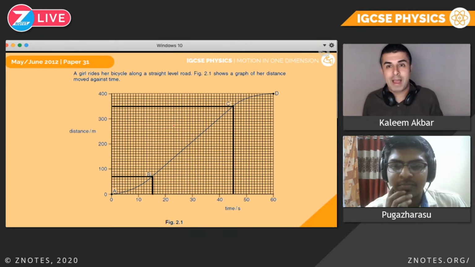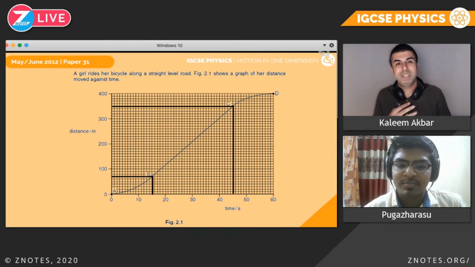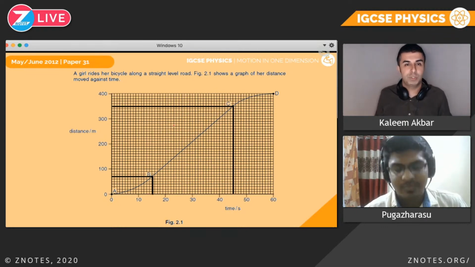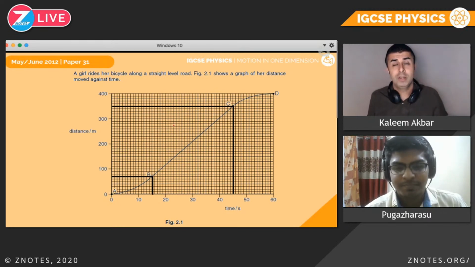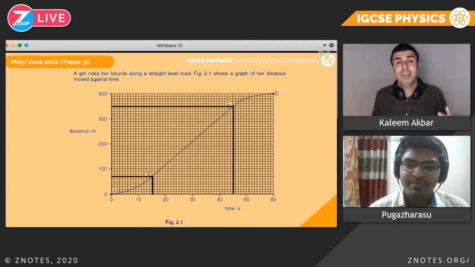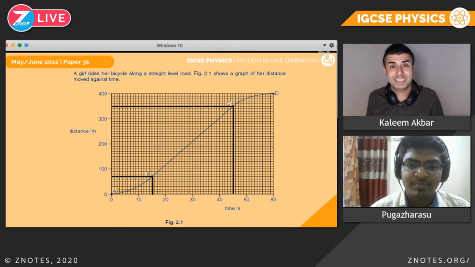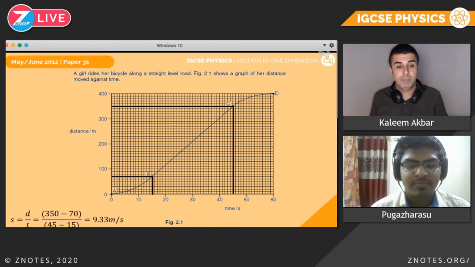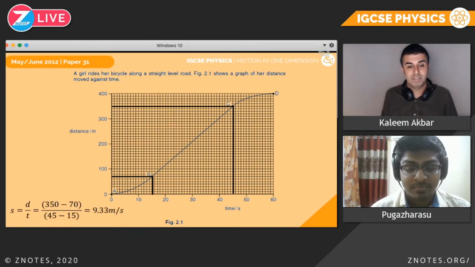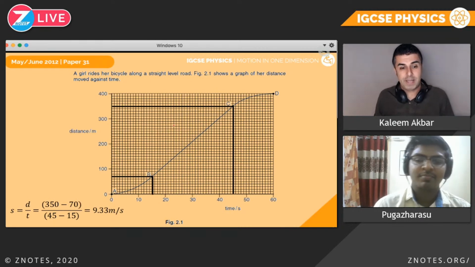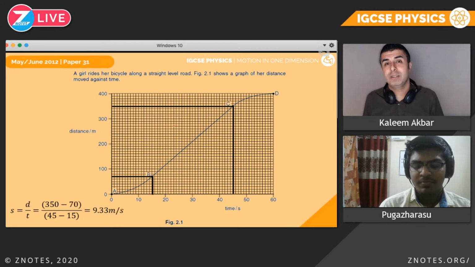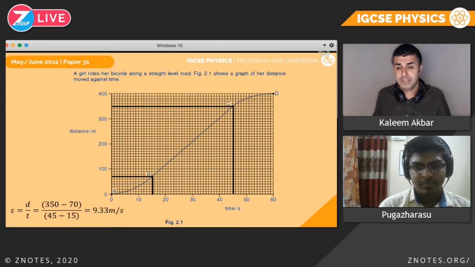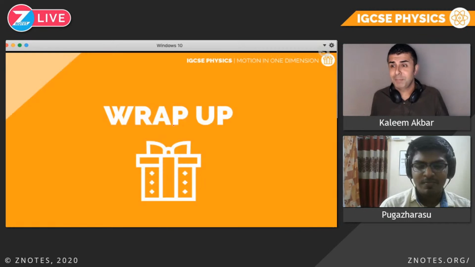Something that you do in math that you don't relate to this. You'll call it speed equals distance divided by time. In maths, you would call it m equals y2 minus y1 over x2 minus x1. Don't let me complicate it. You're finding the gradient, which here, swap m with s for speed, swap change in y for change in distance, swap change in x for change in time. Speed equals distance over time. Plug in the numbers, 350 minus 70 over 45 minus 15, 9.33 meters per second. So guys, as far as I think, yep, that was pretty much it.